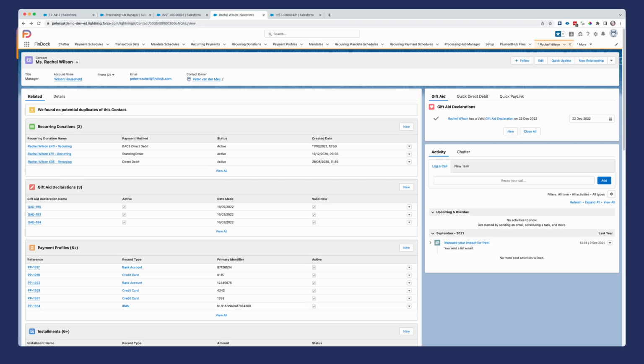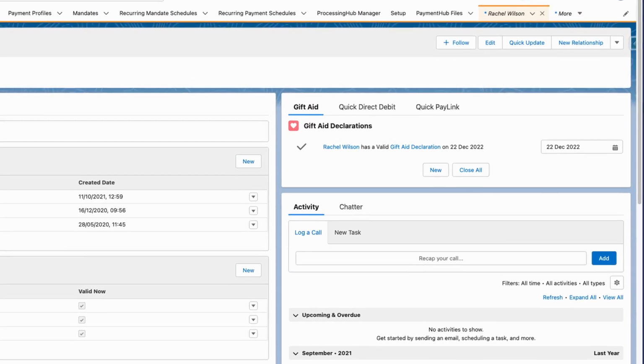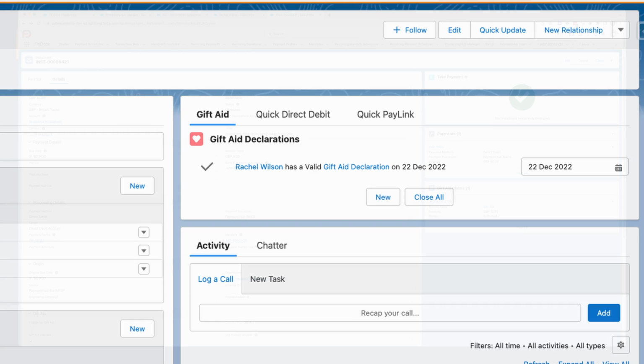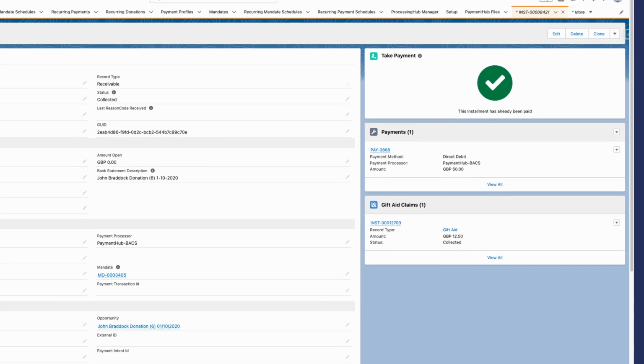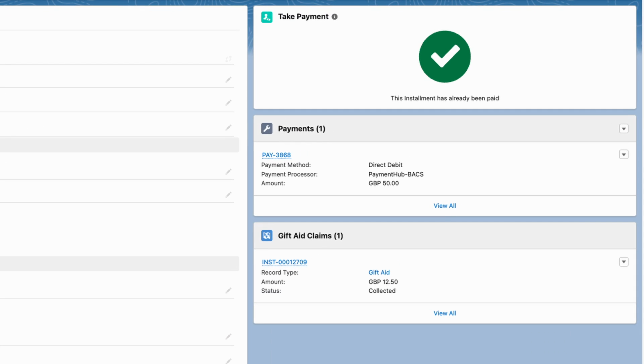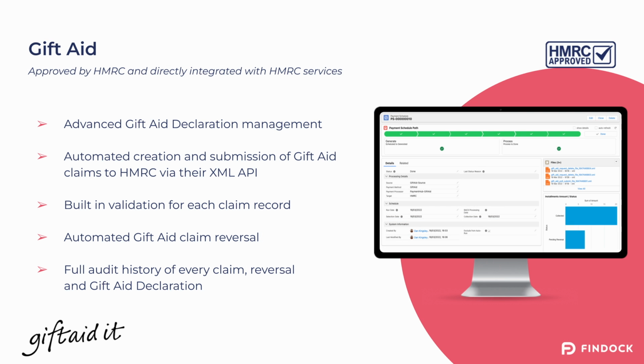FinDock's Gift Aid solution seamlessly integrates this essential process into the day-to-day payment operations, with included Gift Aid declaration management, automated reversal handling, and automated submission to HMRC with up to 500,000 claim records at a time. FinDock customers enjoy an effortless Gift Aid process.